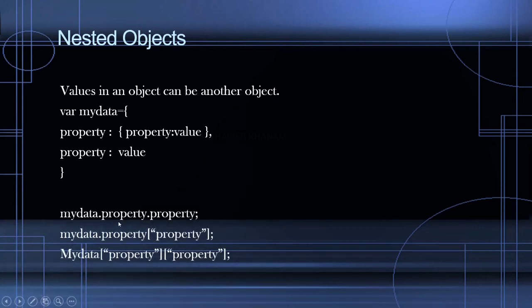Now this can be accessed using 3 ways. My data dot property, and inside this I am having another object, so again dot property. Now if I want to access using square brackets, same way dot property, square brackets, and here I will be adding this one. Again, directly I can use both in square brackets, then also I can do this. Okay, these are the 3 ways. Don't worry if you're not getting this, we will see practically.